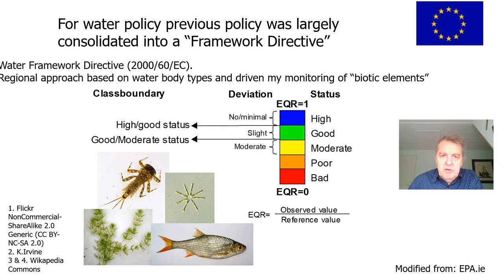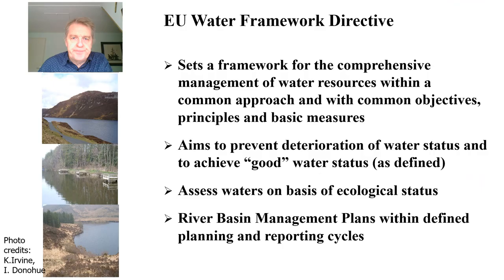And the way that this ecological status is decided is by a measurement of the so-called biotic elements, supported by water chemistry and what is known as hydromorphology, which is the hydrological and the physical state of a water body. And there was a comparison between the observed values compared with a reference value. And we spoke about reference values and baselines in the previous session.